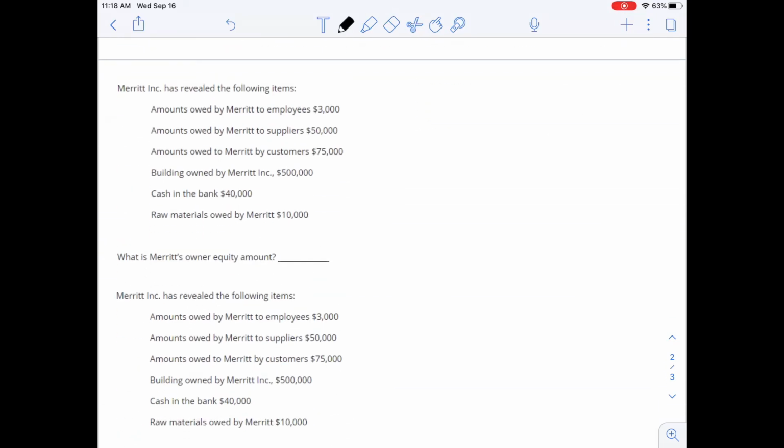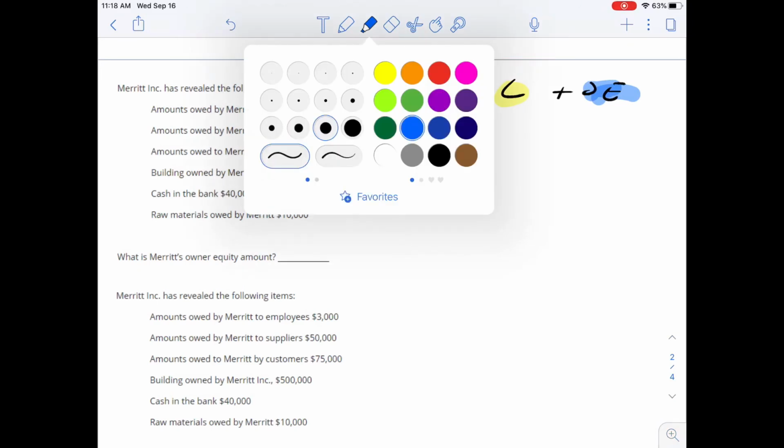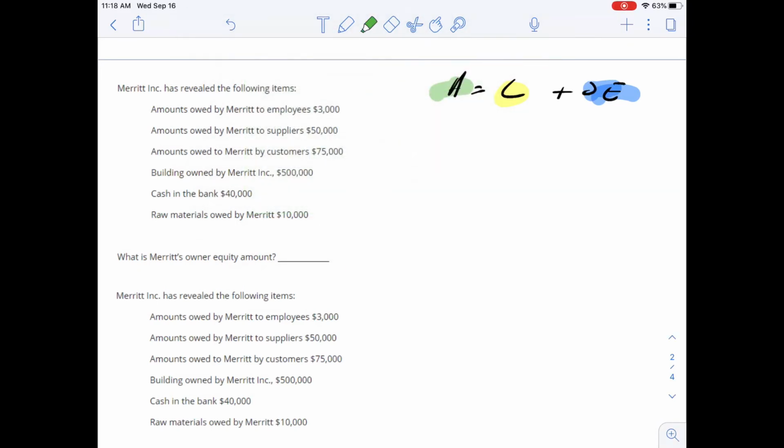For the final one, we have to go back to our equation again. Assets equals liabilities plus owner's equity, just to clarify. In this situation, we need to identify our assets, and our assets are actually the final four. Someone owes us money, we have a building, we have cash, and we have raw materials. Those are all things that we own, and those are our assets.